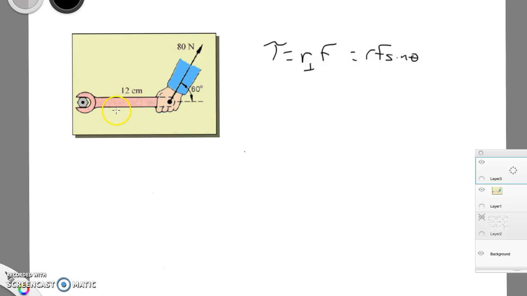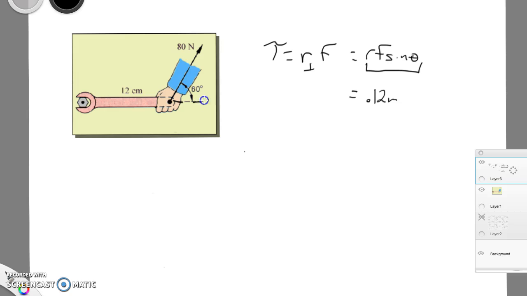The first one we're going to do will be to find the, let's do this one right here. We'll do this way first. So the radius here is 12 centimeters or 0.12 meters. The force is 80 newtons. And the reason we use sine of theta is because we're finding the component of the force that's actually perpendicular to the radius.